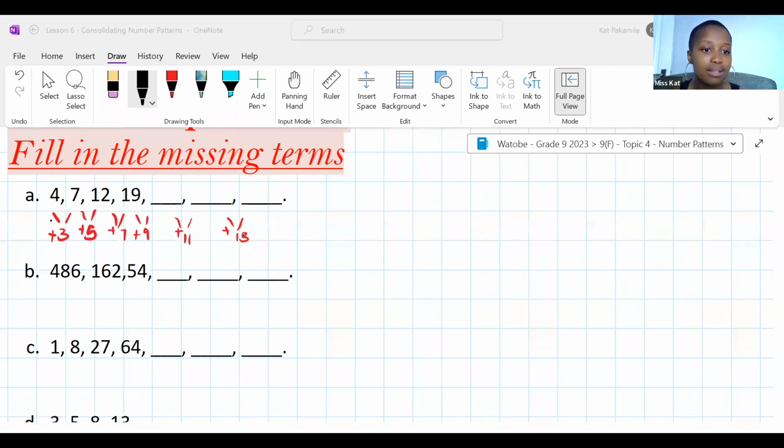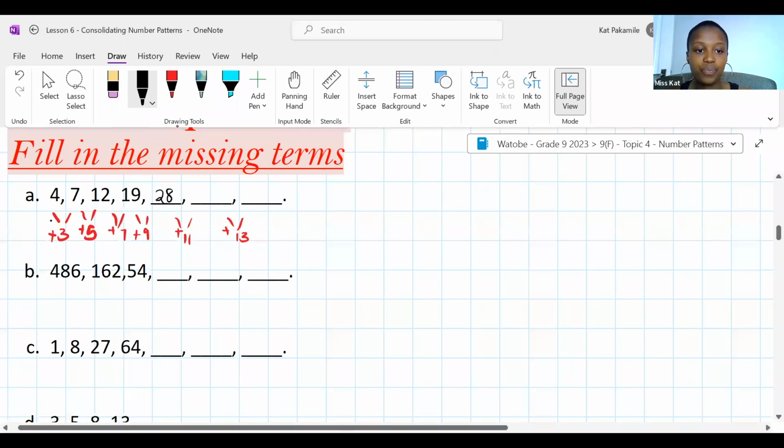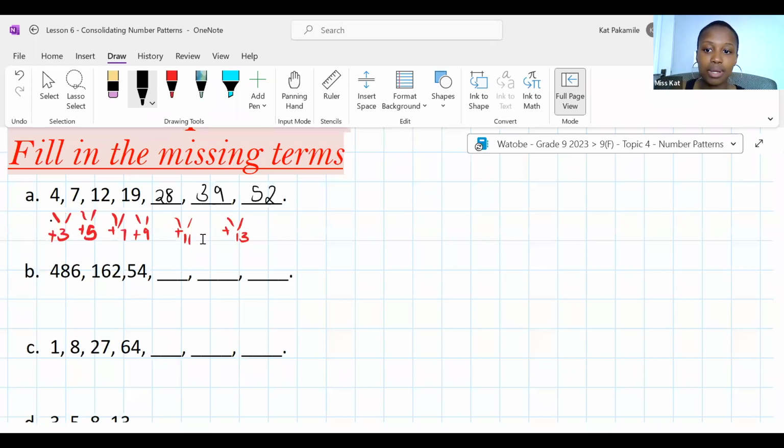Okay, so from 19, if we're going to add 9, we're going to end up at 28. And then we add 11, so we end up at 39. Add 13, 52. Thank you very much, guys. Now let's look at B.